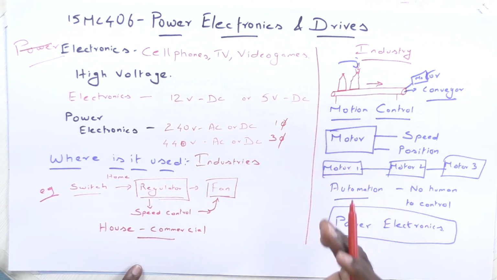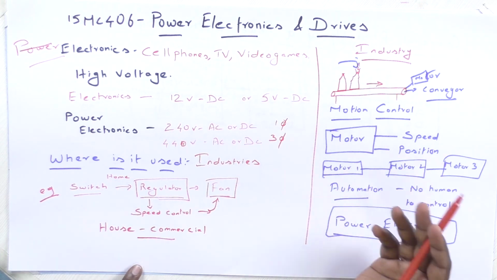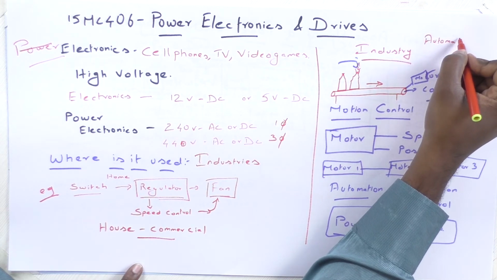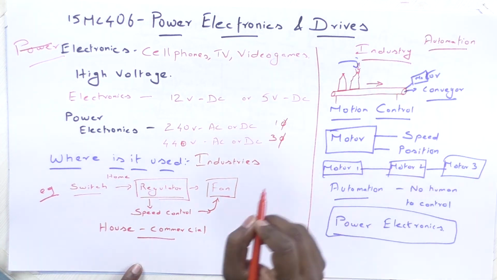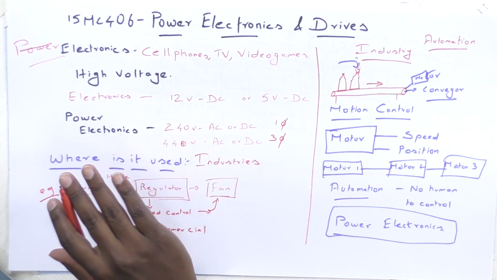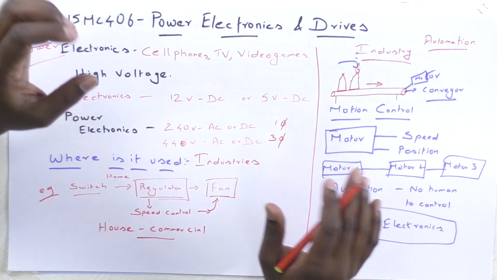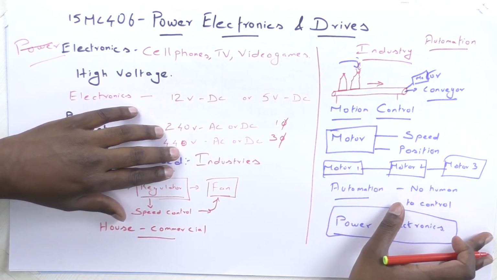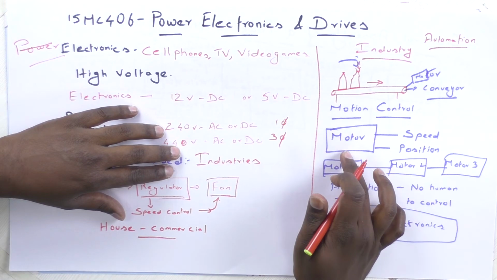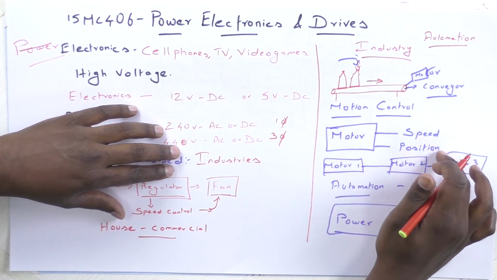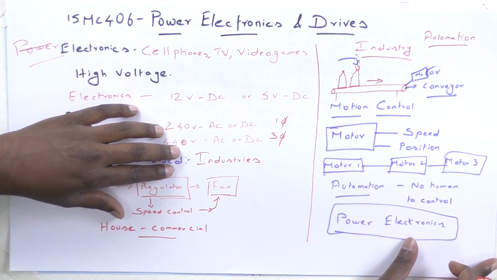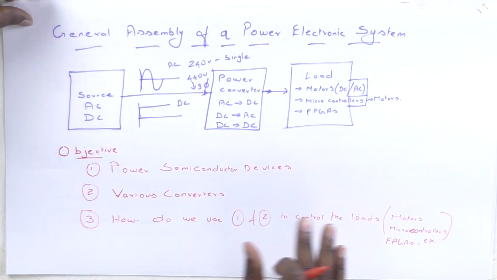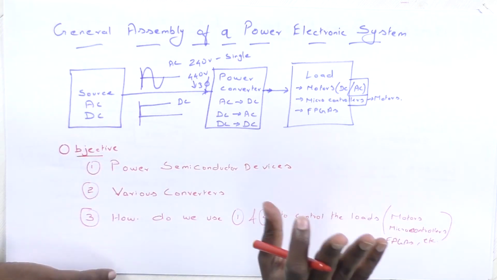So in industry, motors will be used, and especially in the automation industry, this is where it comes into the picture. It is mostly used in automation. In an automation industry where there is less human intervention and there are too many motors which have to be controlled and work in a synchronized fashion, we use these power electronic components. As I said, mostly the motor has to be controlled for speed and position, and this is where power electronics comes into the picture. So I'll give you an overall picture of the general assembly. These are all just an introduction to how it works.